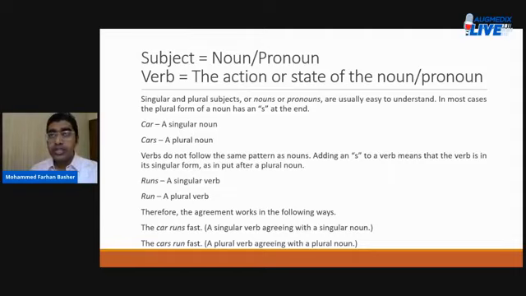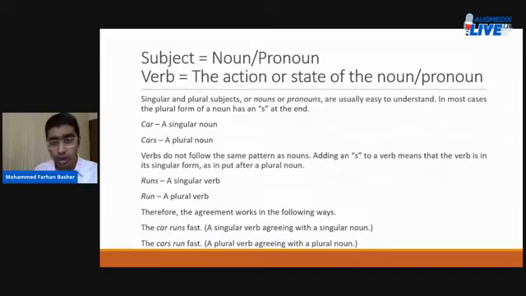To make a noun plural, we add an S to the noun. But to make a verb plural, we don't add an S to the verb. If we do so, in most cases, the verb actually turns singular instead of turning plural. So verbs are mostly plural when they're put in their base forms, right? So for example, the verb runs is a singular verb because we have an S at the end of it. Whereas on the other hand, run without the S is a plural verb.